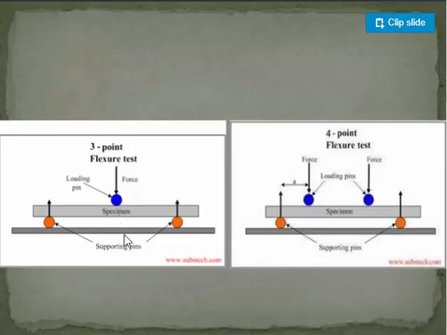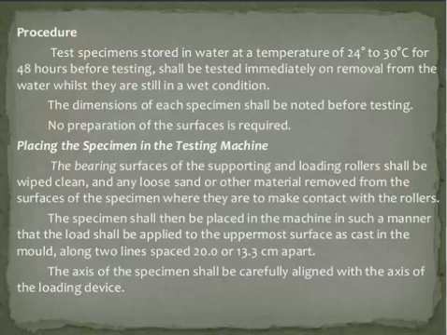So this is the 3 point flexure test. And in the 4 point arrangement, you can observe the loading pins, which are on the center of the section, and two supporting pins. So loading pins and supporting pins, this is the 4 point arrangement. And failure will depend upon the type of loading conditions to which your beam section is subjected.